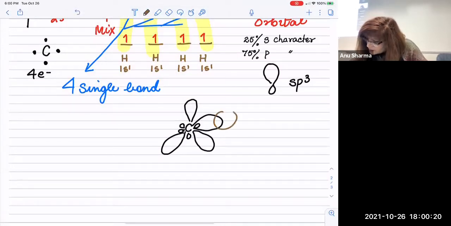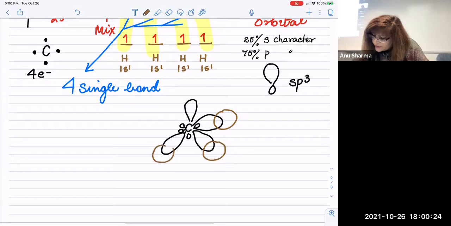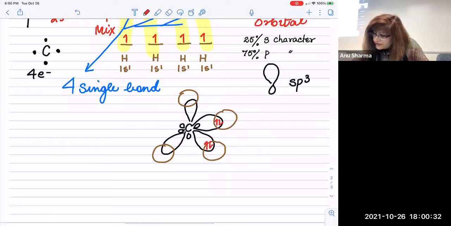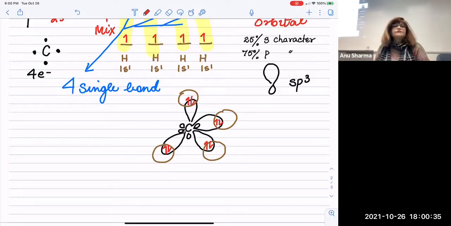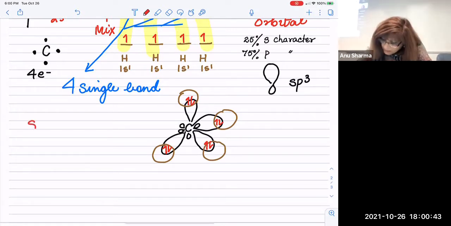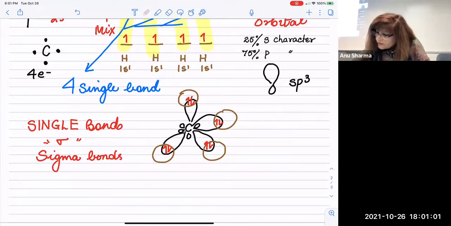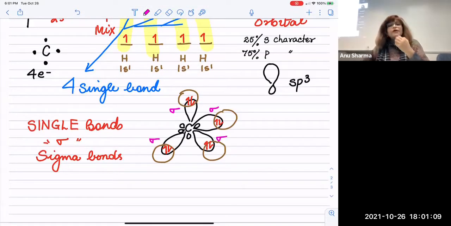Now comes the hydrogen. Here, the hydrogen orbital, that 1s1, is now overlapping with these orbitals. And here are those two electrons that are being shared. Now remember that single bonds are also called sigma bonds. So there is one sigma bond here, and one sigma bond here. So there are four sigma bonds in this case.